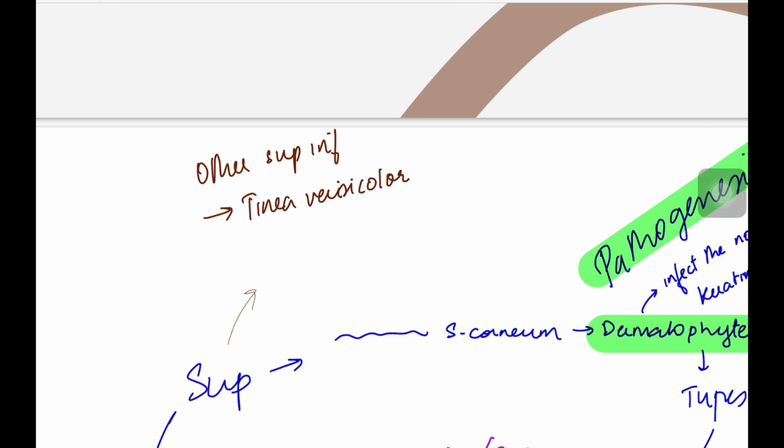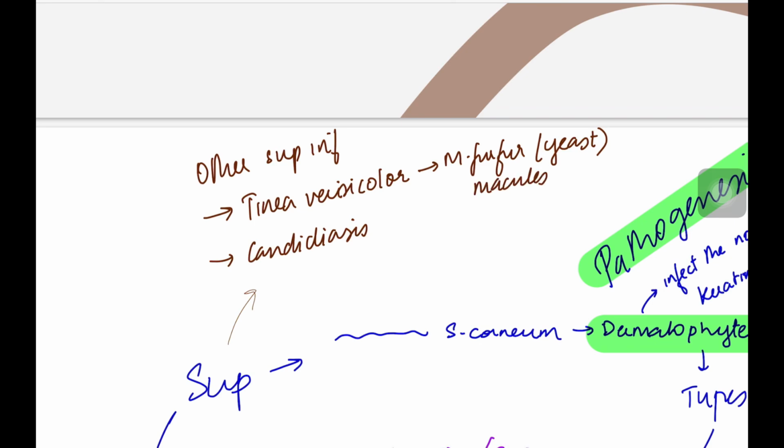Okay, Tinea versicolor is caused by Malassezia furfur, and that's a yeast. It is not a dermatophyte. This Malassezia furfur needs a moist, lipid-rich environment. It is most commonly seen in young adults, where there is excessive production of sebum. It develops on the upper trunk, and it has a distinctive gross appearance of macules.